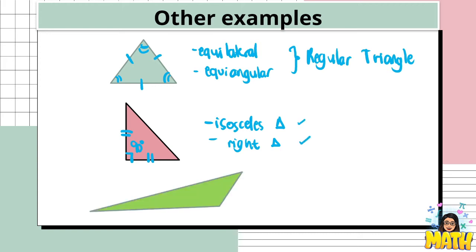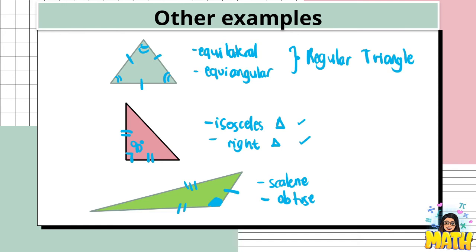While for the last example, it's very obvious that all of the sides are not equal to each other, so this one is an example of scalene. And since one of the angles looks or measures more than 90 degrees, this one is an obtuse triangle. So this triangle is scalene obtuse triangle.